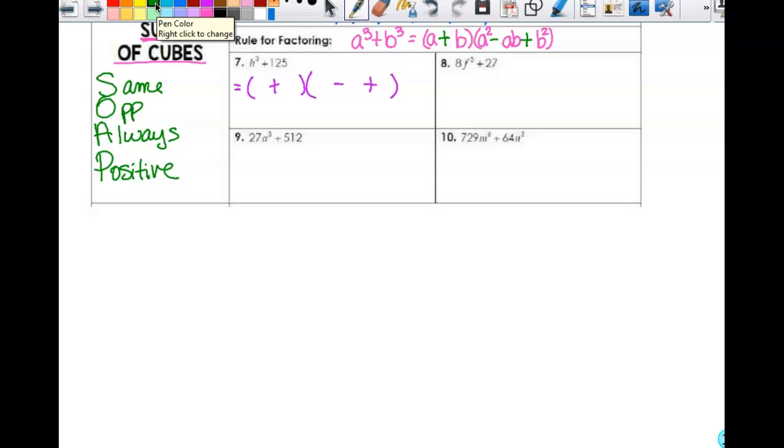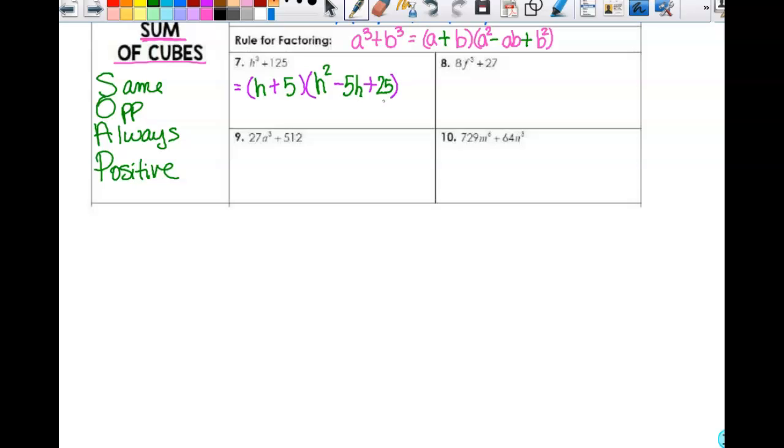The cube root of h cubed is h. What's the cube root of 125? 5. Okay? Now what goes in here comes from this. I take this first one and I square it. It's h squared. Then I multiply the 2 together, so I get 5h in the middle. The sign's already there. I'm not worried about it. And then the last one is this one squared, and I get 25. That's it. You're done.